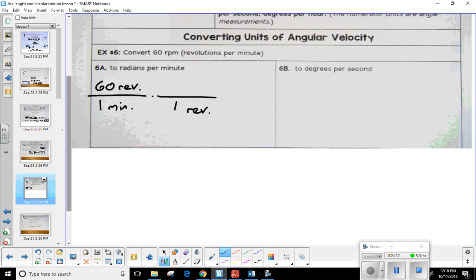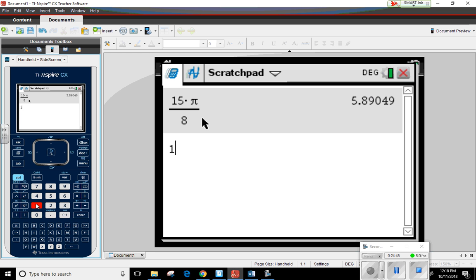We actually just said this a second ago. How many radians are in one revolution? 2 pi. There you go. 2 pi radians. So now we see that the revolutions cancel. You've got radians per minute. That's what dimensional analysis is. It's putting in fractions to change whatever units of measurement you have. So 60 times 2 pi would give me 120 pi. And let's approximate that.